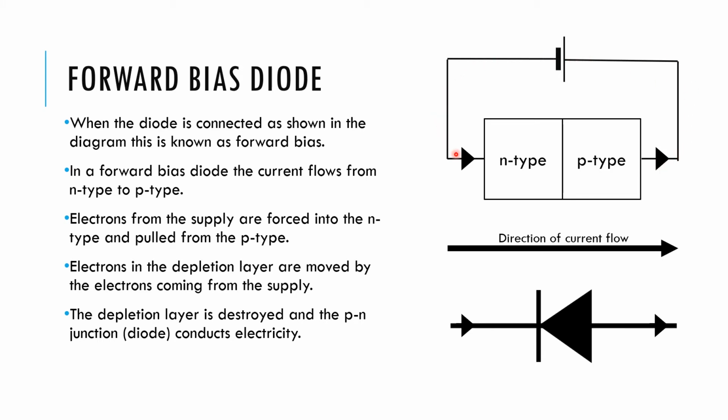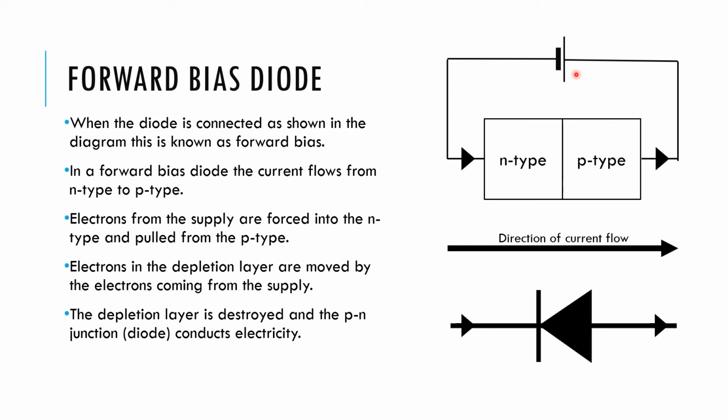So when a diode is connected as shown in the diagram, it's known as forward bias, and the current will flow, from N-type to P-type. There's actually current flowing in the circuit because the PN junction will conduct in forward bias. Electrons are forced into the N-type and pulled from the P-type. Electrons in the depletion layer are moved by the electrons coming from the supply. The depletion layer is destroyed and the PN junction diode conducts electricity.